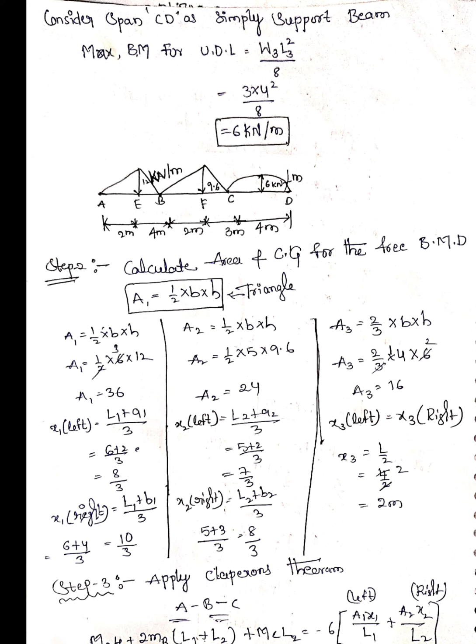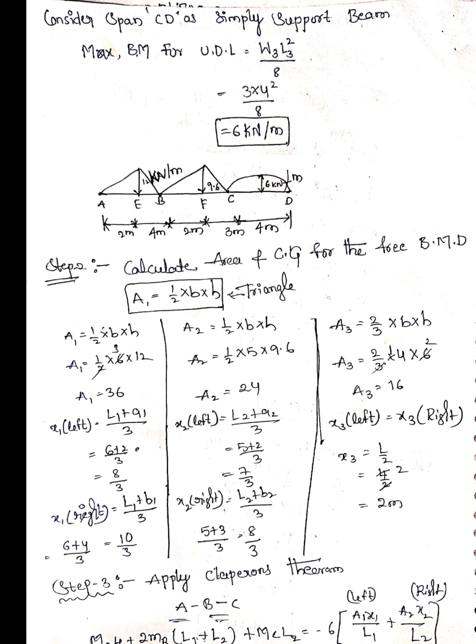Okay. Similarly for A2, for the BC span, X2 left is equal to L2 plus A2 by 3. It is 5 plus 2 by 3, 7 by 3. X2 right is L2 plus B2 by 3. It is 5 plus 3 by 3, 8 by 3. Similarly for A3, for CD, X3 left equal to X3 right equal to L by 2, that is 4 by 2, because it is a symmetric load. It is 2 meters.